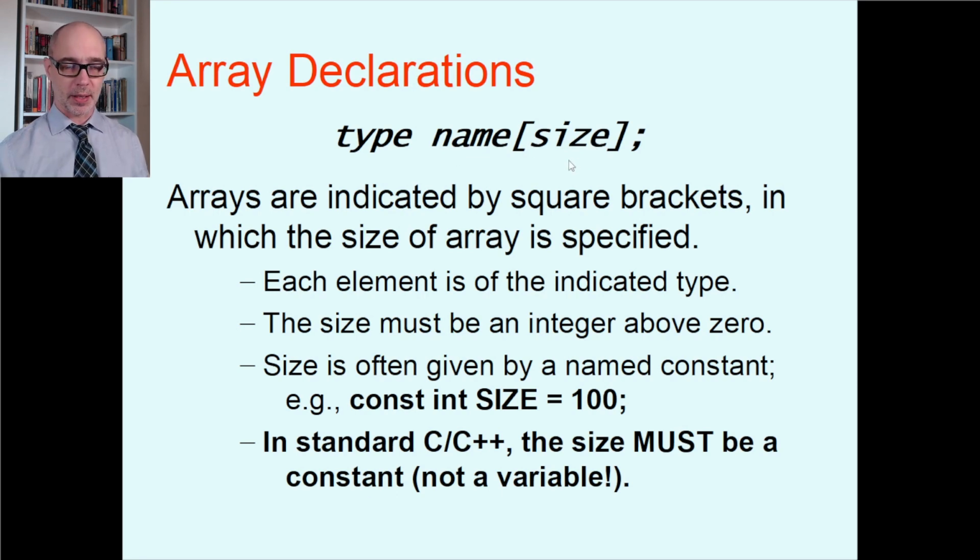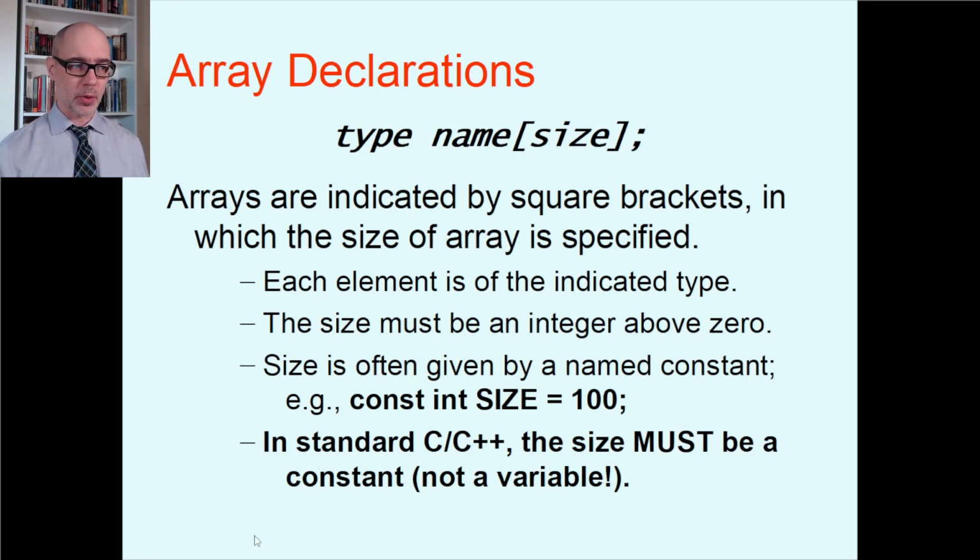And there's square brackets, and the size that you want the array to be, you put that in the square brackets. That size has to be an integer above 0. It doesn't make sense for that to be negative. It doesn't make sense to make an array of size 0. It doesn't make sense to use a float, like you can't have 2.5 things in an array. It's got to be an integer there.